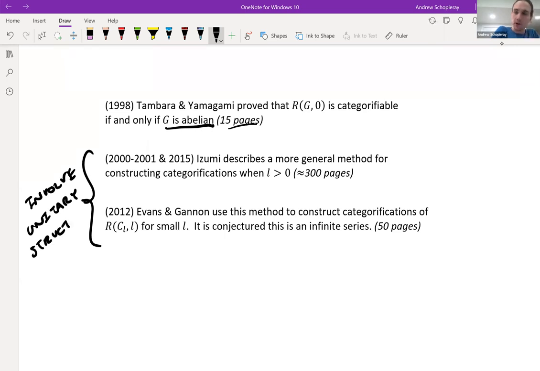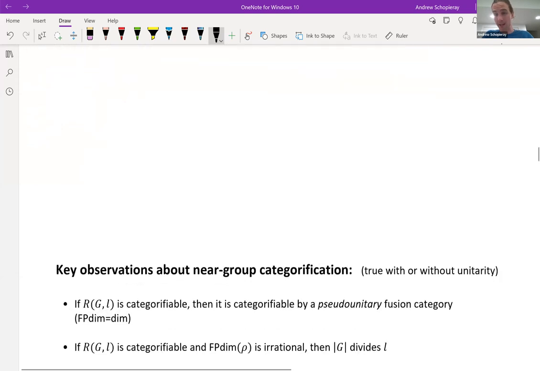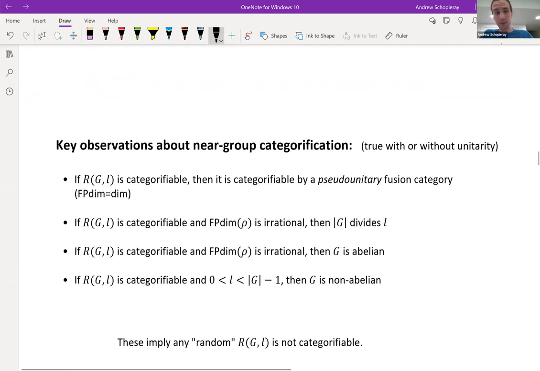This unitary structure is additional to the axioms of a fusion category. So in fact, unitary fusion categories are probably a very small subset of all fusion categories that exist. So when I say that they constructed these categories, they constructed very, very special categorifications of these fusion rings. Possibly there could be some categorifications that aren't unitary as well. So even with all this work, we still have this additional structure to worry about. But the following facts are true with or without that assumption.